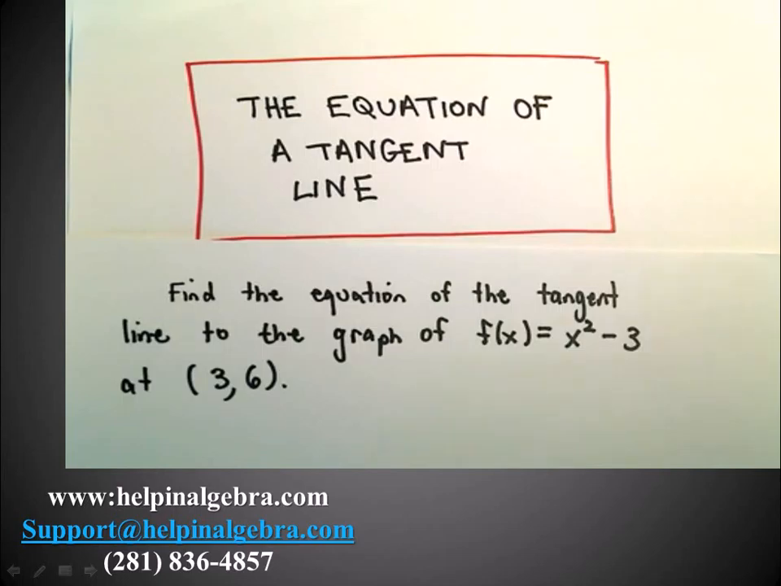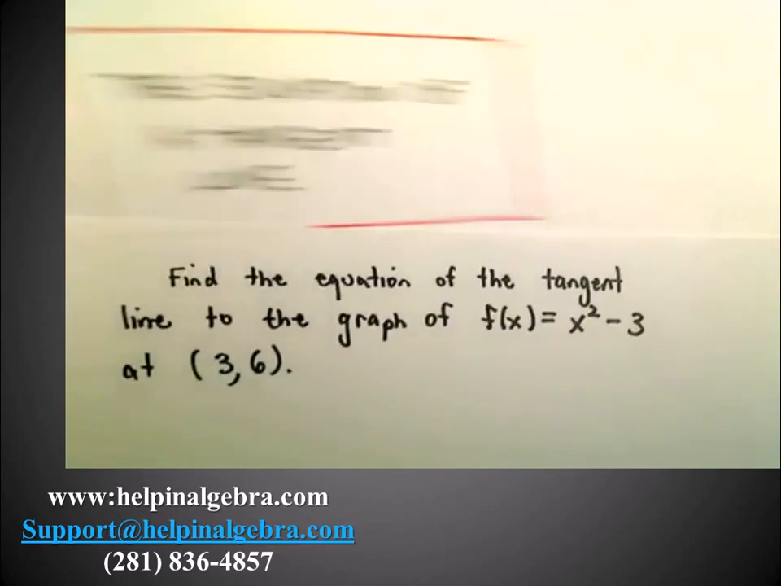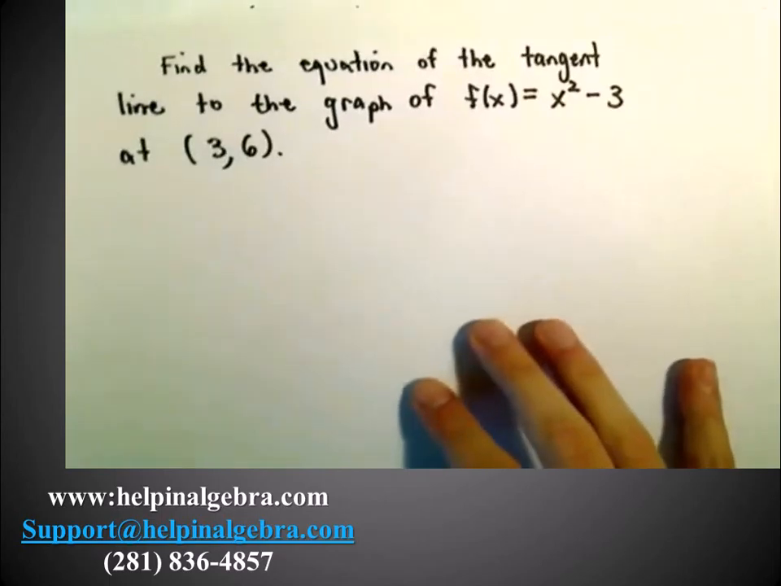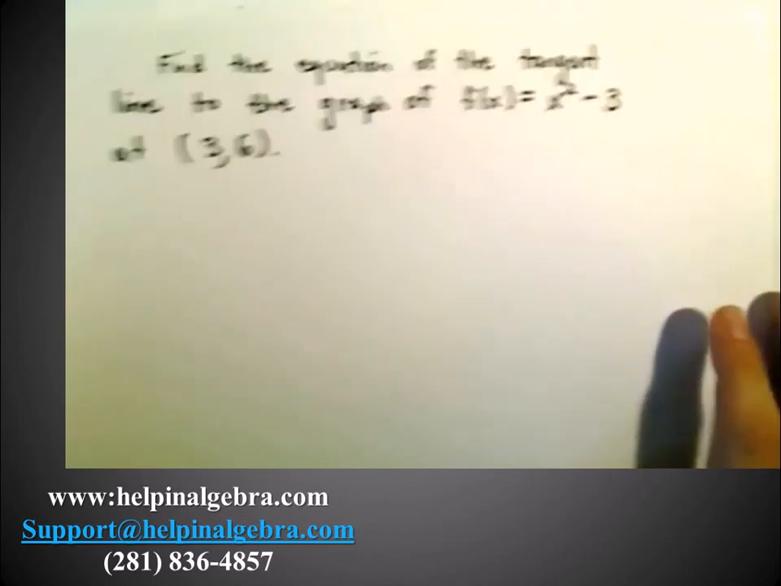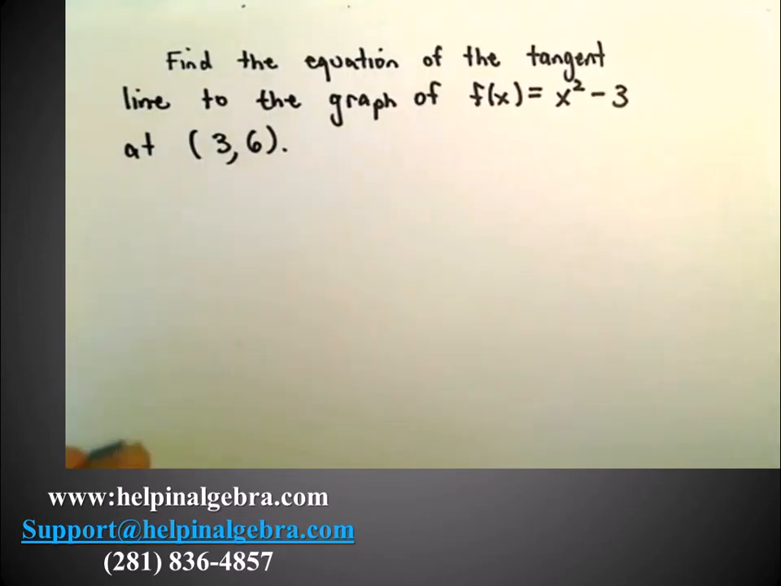Okay, in this video we're going to look at an example of finding the equation of a tangent line, and what we're going to do is find the tangent line to the graph of f of x equals x squared minus 3 at the point 3 comma 6.